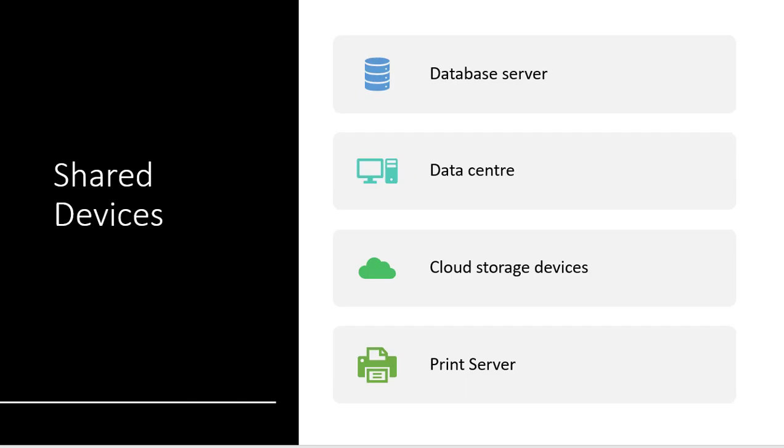Shared devices, we have database server, data center, cloud storage devices, and print server. These are devices that allow multiple people to share the resources of them, such as the school network, such as Google Drive, Google Classroom, things like that. I'm now able to print from home straight into school using the online print server, and I'm able to share to OneDrive and to Google Drive via the cloud storage devices, so they all have their purposes as well.